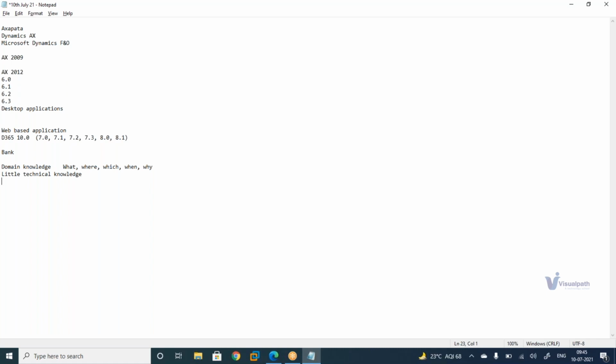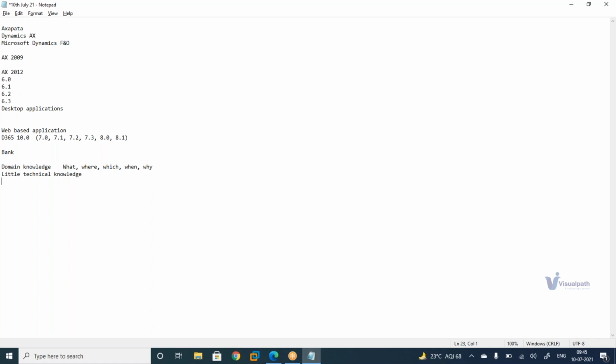Any ERP. What is this tab? What is this radio button? What is this fast tab? What is the drop down? What is the checkbox? Small things you need to understand. What is AOT? What is AOS? What are services? Little knowledge you need to learn.